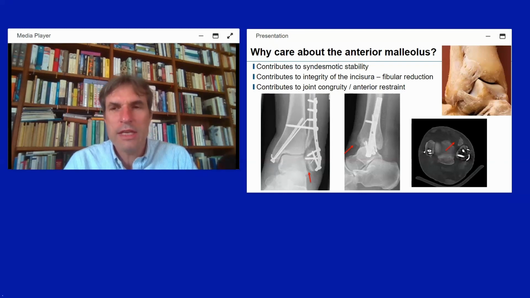And then, of course, depending on the size and the displacement of the fragment, it also contributes to joint congruity. And as the posterior malleolus acts as a posterior restraint, the anterior malleolus probably acts as an anterior restraint for the talus.